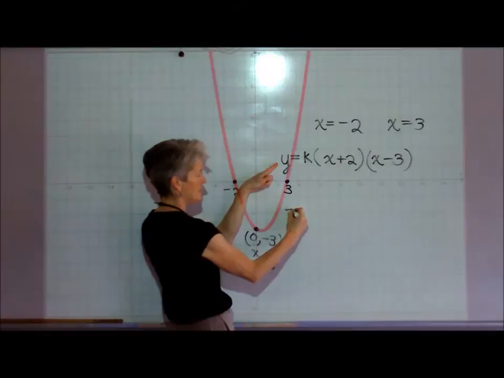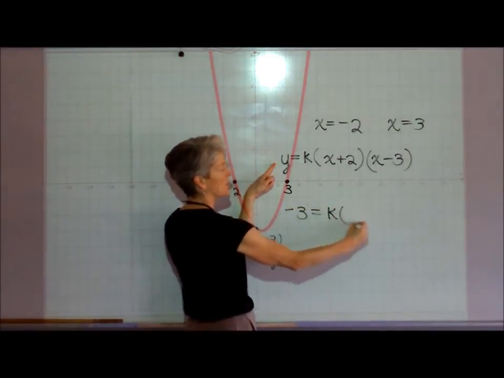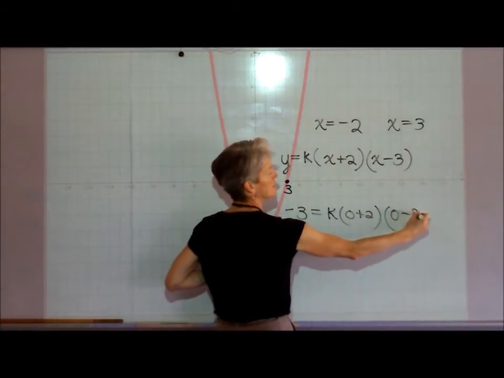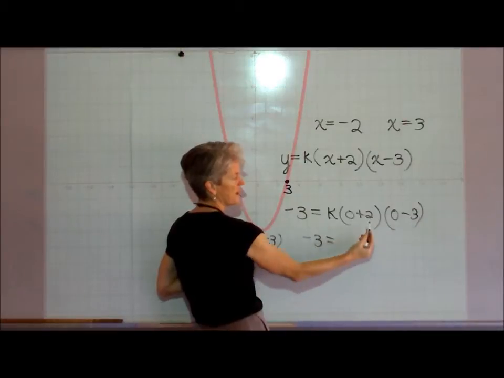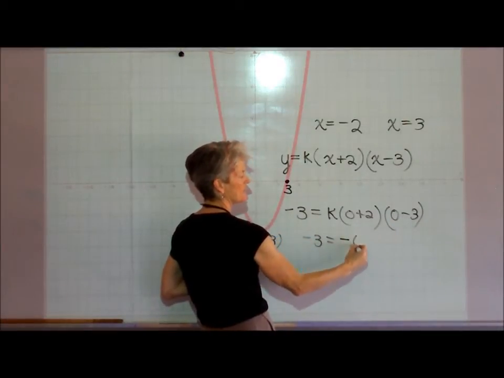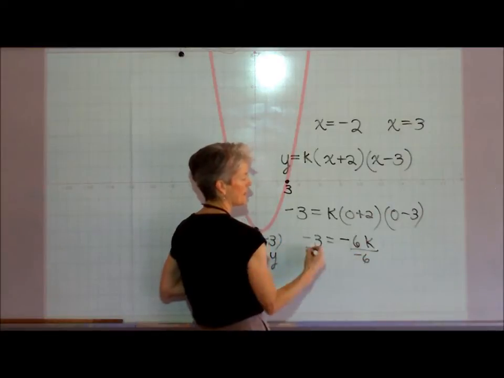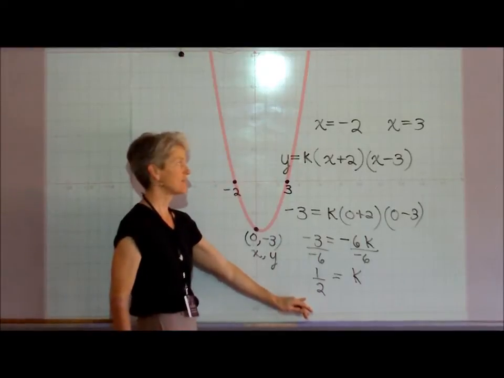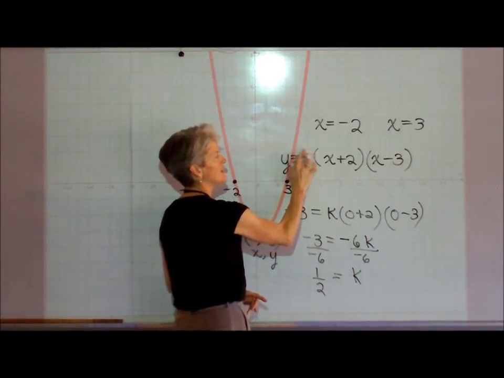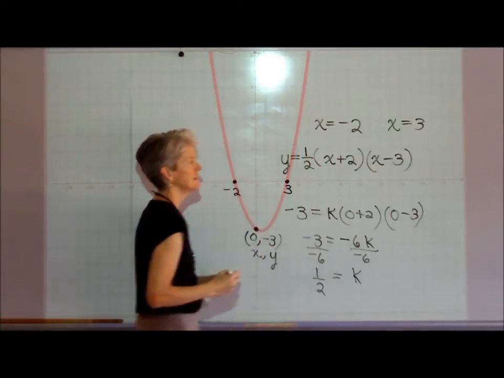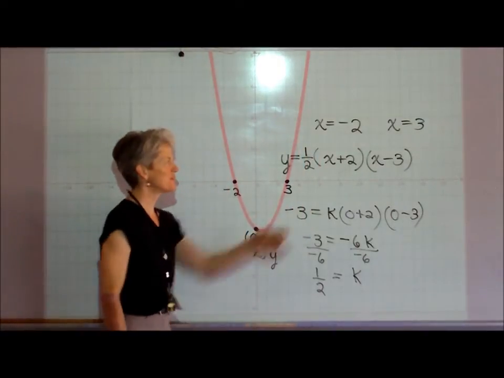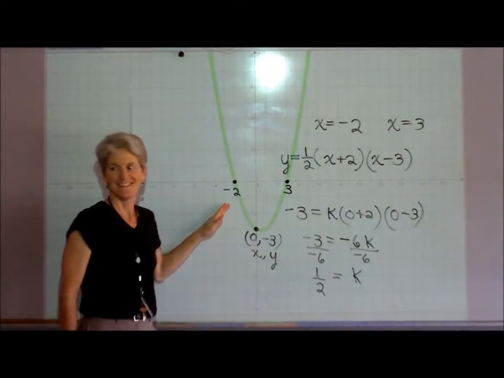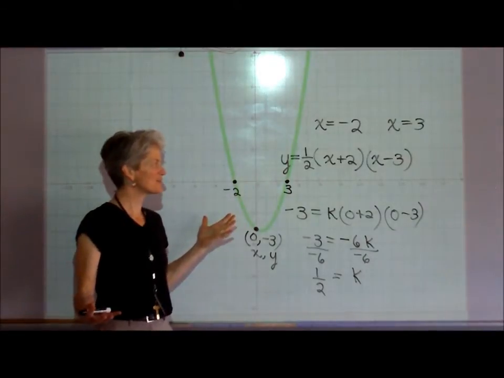So I've got y, -3, equals k times, and that's what I want to find out, x is 0. That's kind of handy. All right, let's do a little algebra. We've got 2 times -3 is -6 times k. I want to get k by itself. Voila! k is 1/2. So that seems to suggest that I multiply by 1/2. Mr. Haas, will you do me the honors? Will you put in 1/2 times x plus 2 times x minus 3? There it is. Look, we were successful.